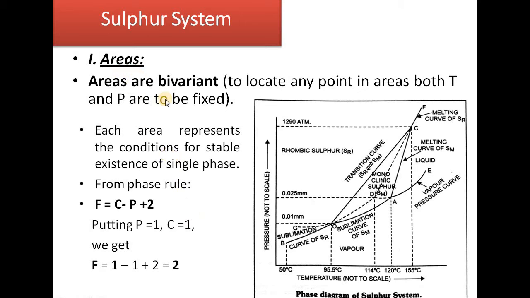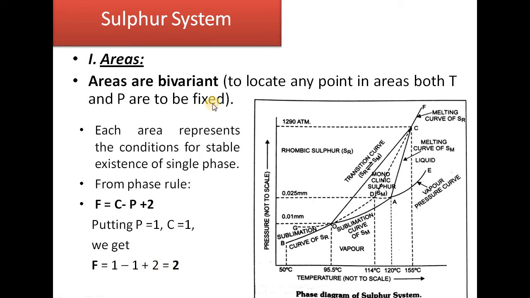First we are discussing the areas. In the case of areas, the system will be bivariant. To locate any point in an area, both temperature and pressure have to be fixed. Each area represents the condition for stable existence of a single phase; in each area only a single phase is existing. As we can see from the phase rule, putting P equal to 1 and C equal to 1, the number of degrees of freedom is 2.